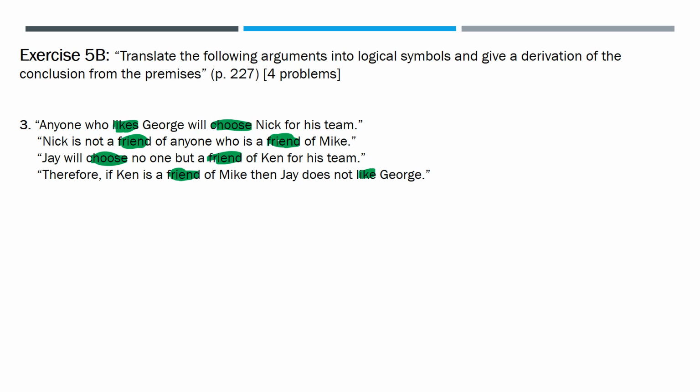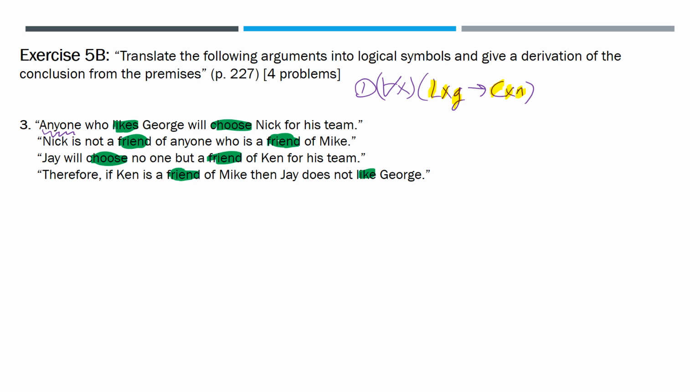The first premise, we have George and Nick as specific people. We have this anyone, all people. Hence, it's a universal affirmative proposition. It will be a conditional. Premise 1, for all x, Lxg, arrow, Cxn. If x likes George, then x will choose Nick.